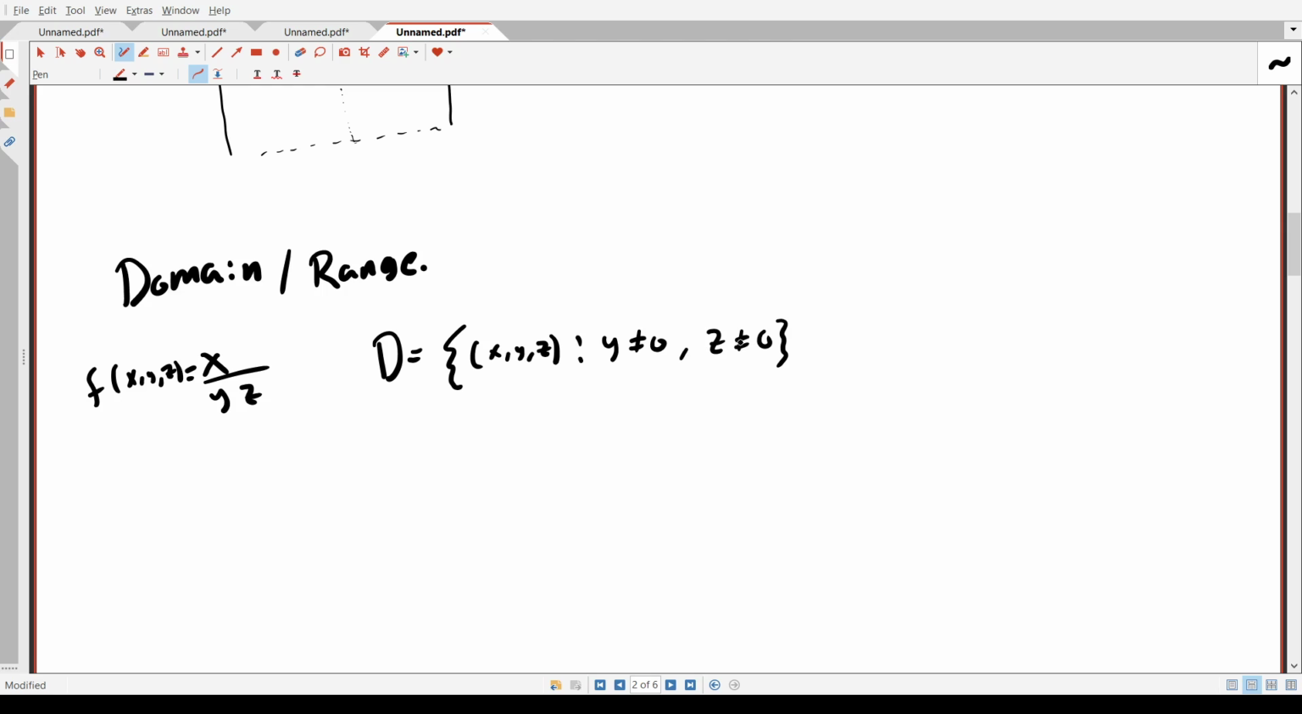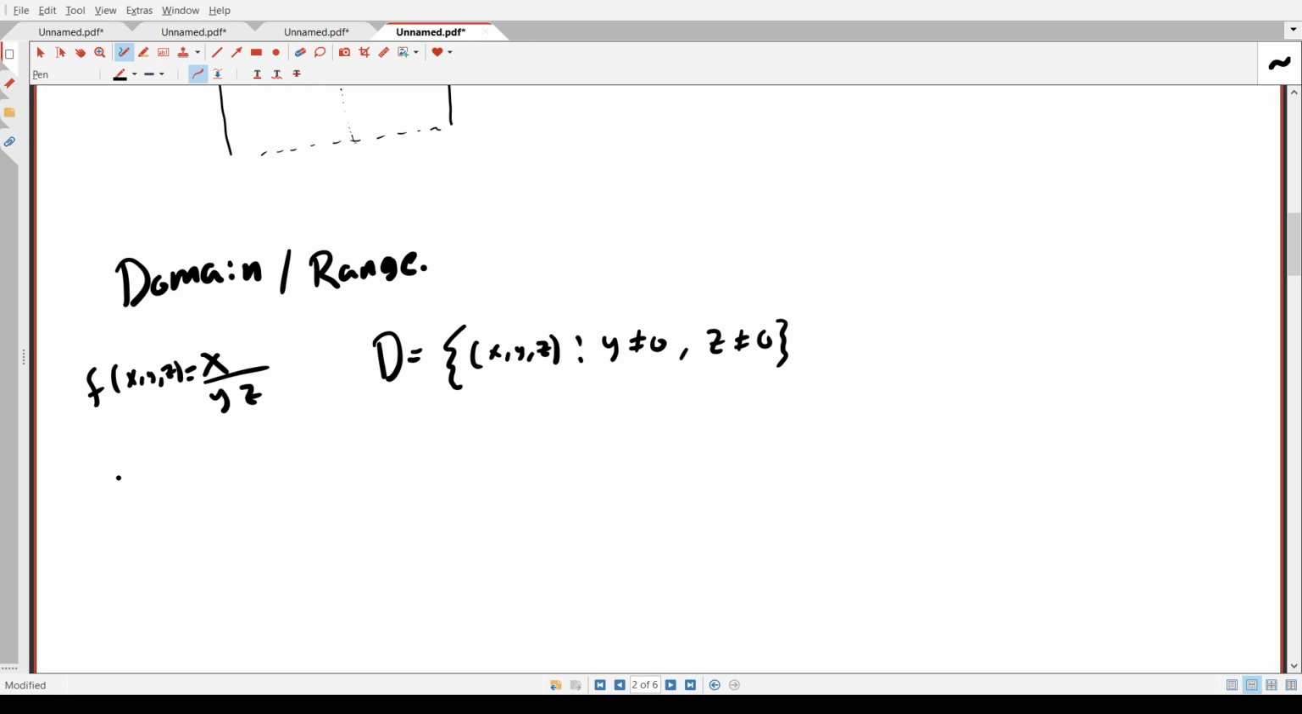So these are the conditions that I have to have so that this is always defined. I don't have any undefined points. Oh, and what is the range? Let's just, for example, the range is the set of all possible outputs from this function. What are all of the possible outputs I can get from this function?